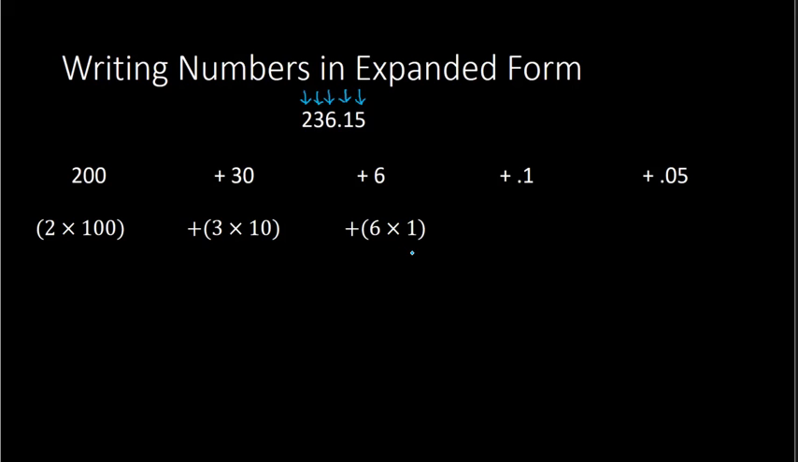So 6 times 1. For 0.1, we have 1 1/10. So 1 times 1/10. And here, the 5, we have 5 100ths. So 5 times 1 100th.